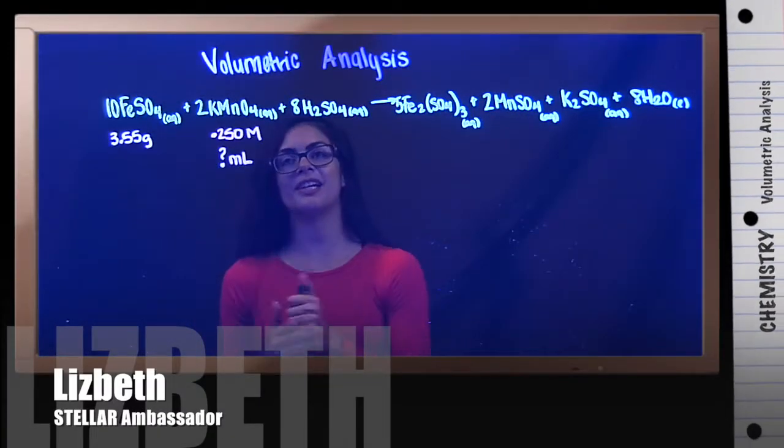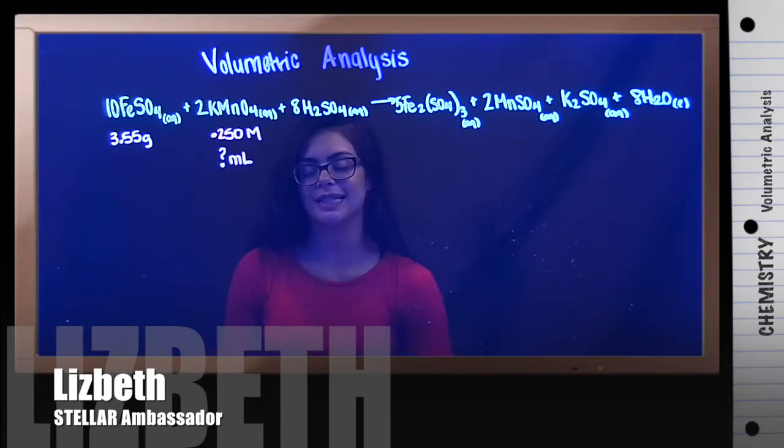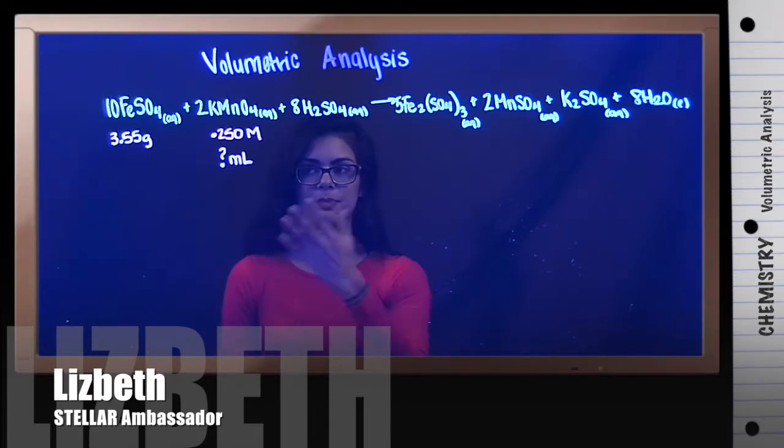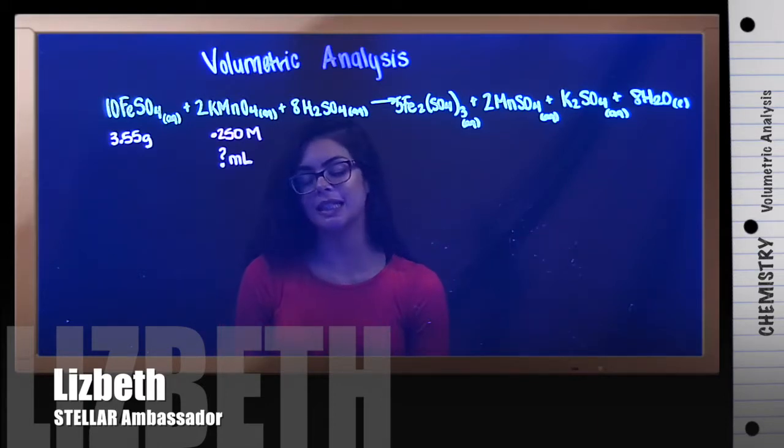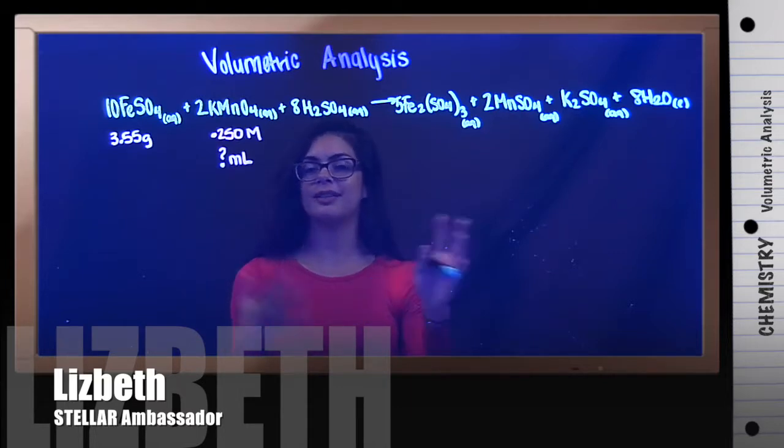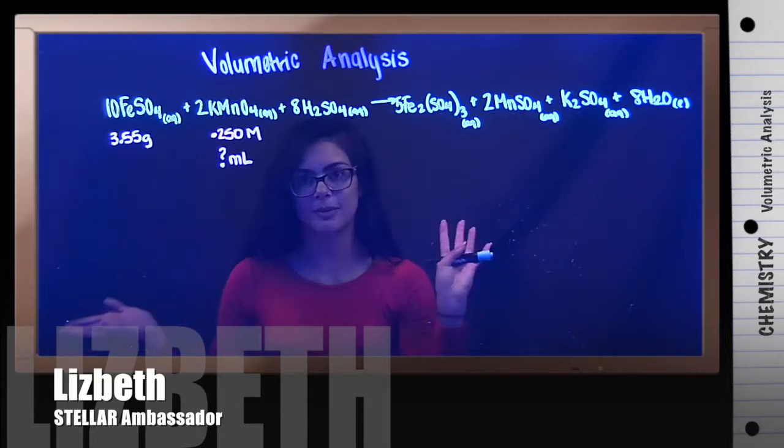Name is Lisbeth, and today we're going to be going over volumetric analysis. So this problem right here that I have on the board is actually found in the Ebbing and Gamble book. It's going to be number 92. So I'm going to go ahead and read that real quick so you guys know what I'm talking about here.